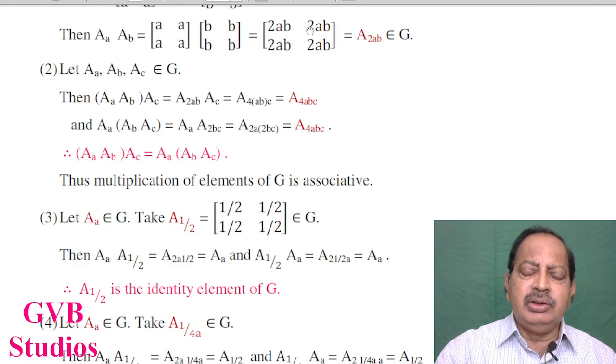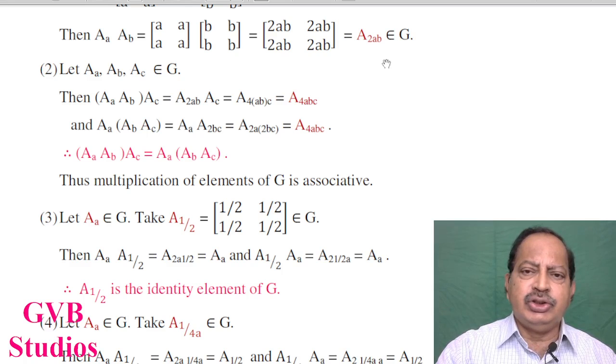And this is also a 2 by 2 matrix, and here 2ab is a non-zero real number, so this matrix belongs to set G. Since 2 is non-zero, a is non-zero, b is non-zero, 2ab is a non-zero element, and this is a 2 by 2 matrix with real entry, so this matrix belongs to set G. So the closure property is verified in this set G with respect to multiplication of matrices.